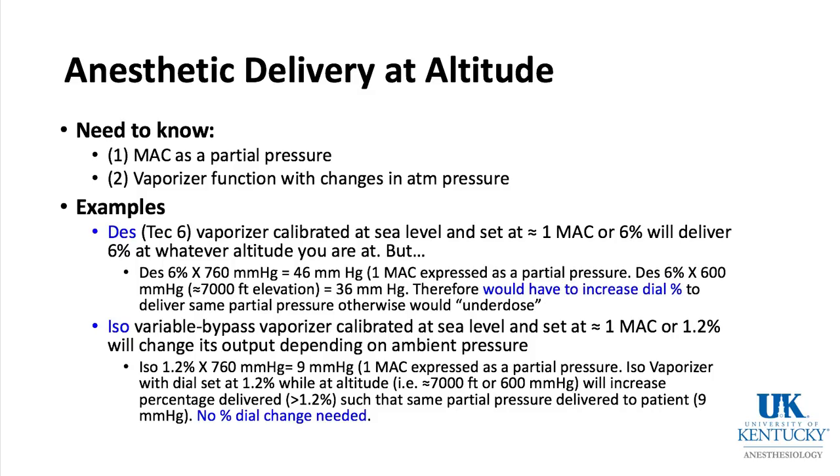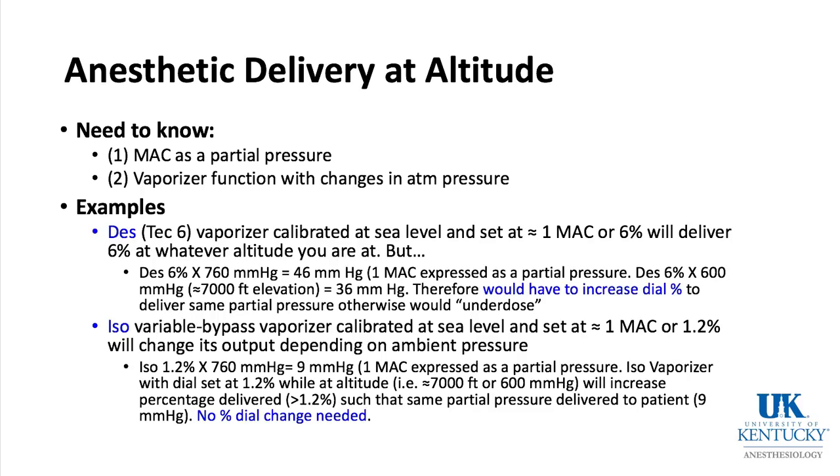So let's use an example mathematically. 1.2% isoflurane at 1 atmosphere, 760 millimeters of mercury, times those together, that gives you 9 millimeters of mercury is 1 MAC isoflurane. And 9 millimeters of mercury would be the way to express isoflurane as a partial pressure.